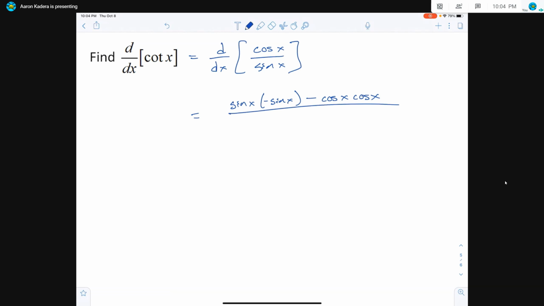Draw a line down below, denominator squared. All right, so we're going to go sine squared of x. I'm going to put a little squared there. All right, so it looks like, let's see, I can pull a negative out of the top.